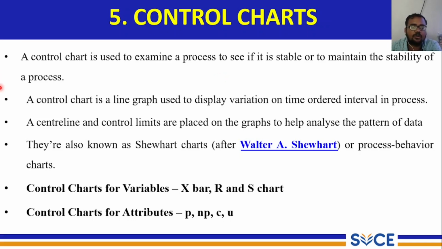So you have two different categories of control chart. One is the control chart for variables, the other one is control chart for attributes. So in control chart for variables, you have X bar, R, and S chart, whereas control chart for attributes, you have P, NP, C, and U.